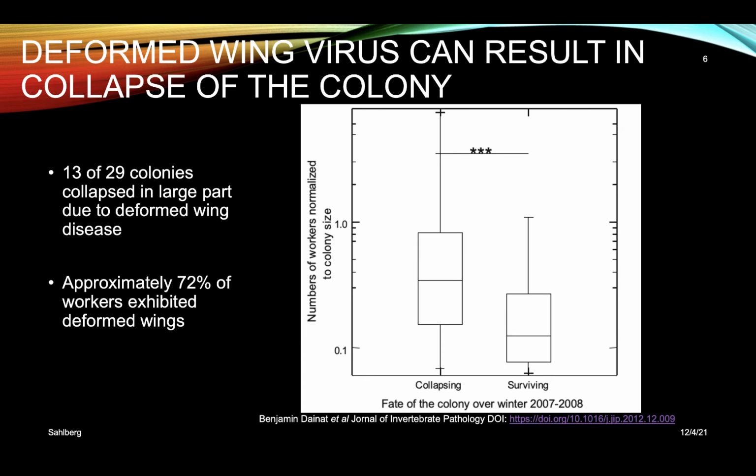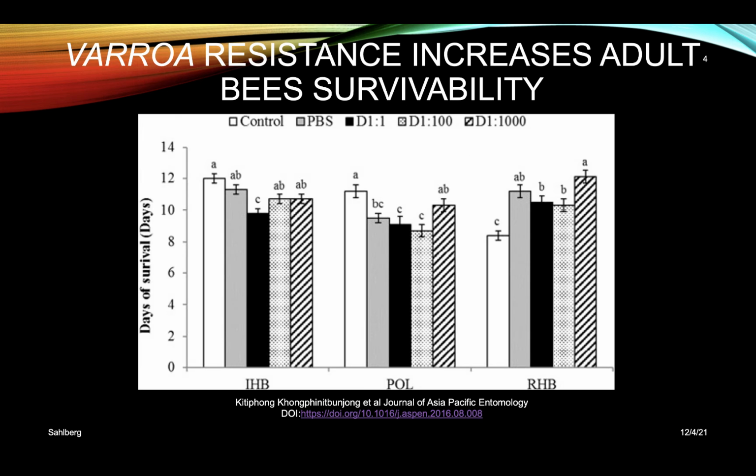the colonies collapsed. In the colonies that collapsed, there was a significantly higher proportion of adult bees that exhibited signs of DWV, so around 72%, compared to the colonies that survived. This suggests that as more adult bees are infected with DWV, the survivability of the colony decreases.